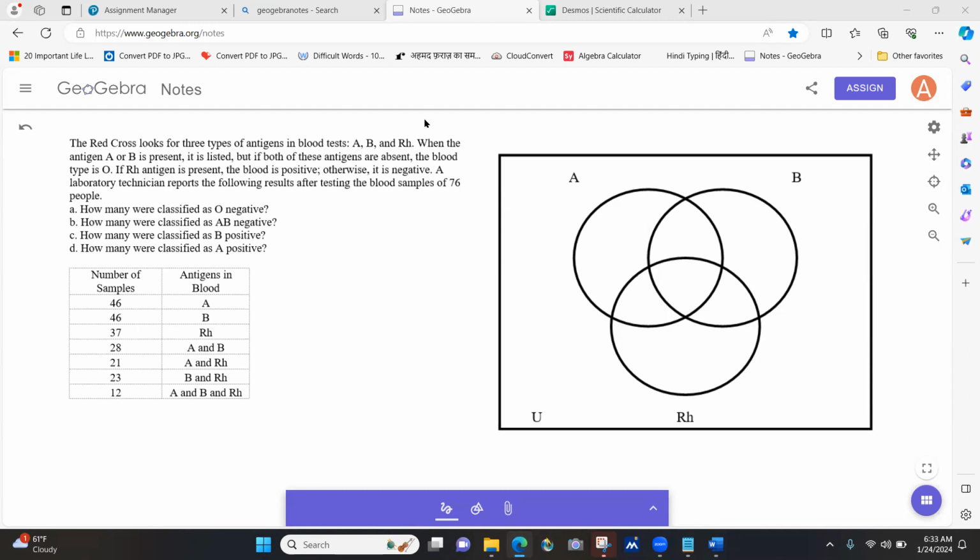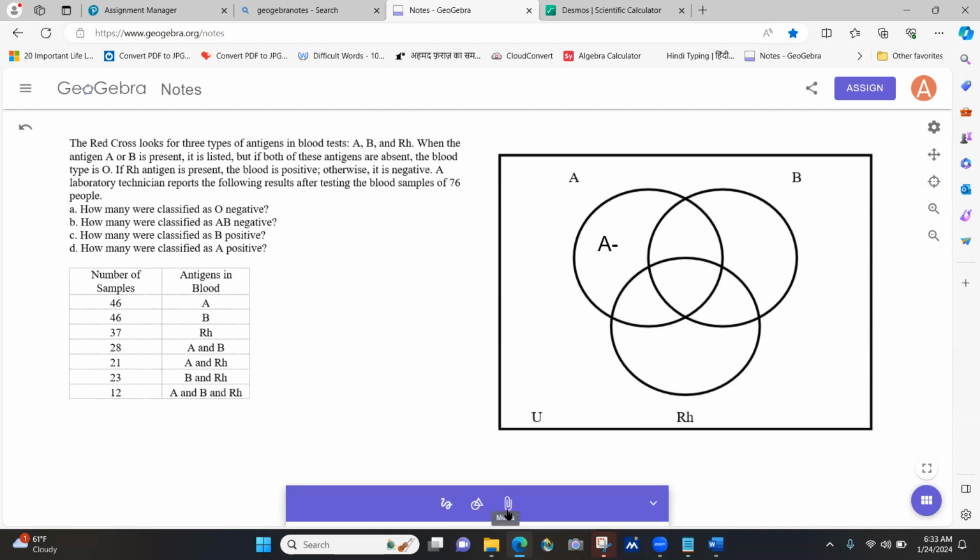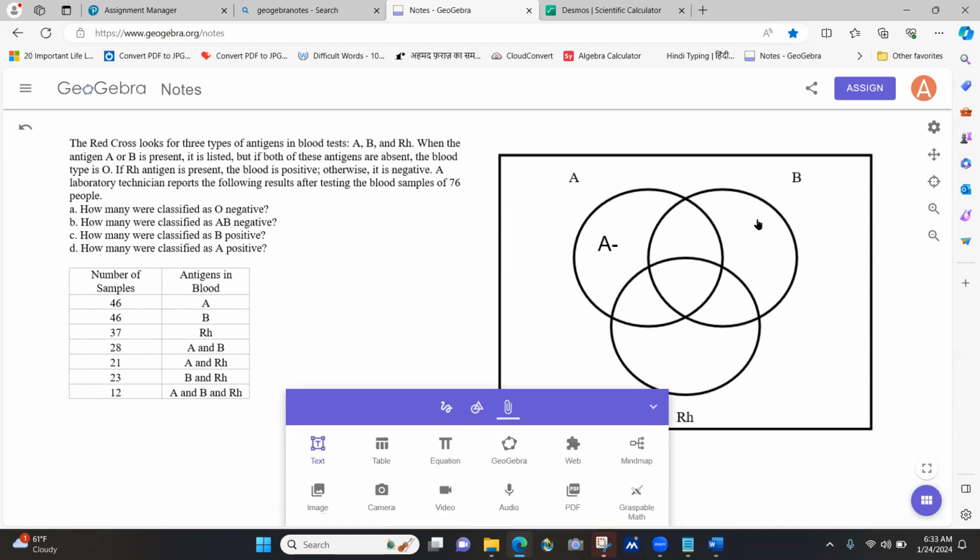So let's label this based on what we just said. This part is going to be A negative. A because it's in the A circle, negative because it's outside the rhesus circle. This has no rhesus factor. This is going to be B minus. Same justification. It's inside the B circle, outside the RH circle. What about this part? This part contains A and B, but it's outside the rhesus circle. So it's going to be AB minus.